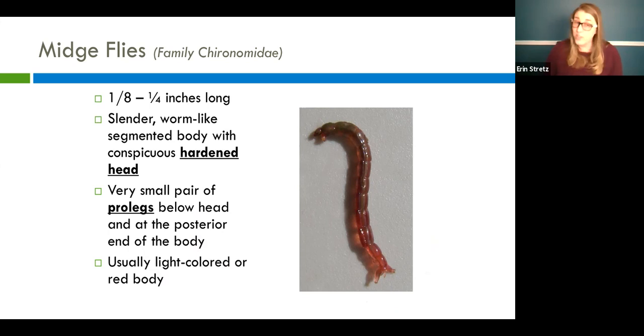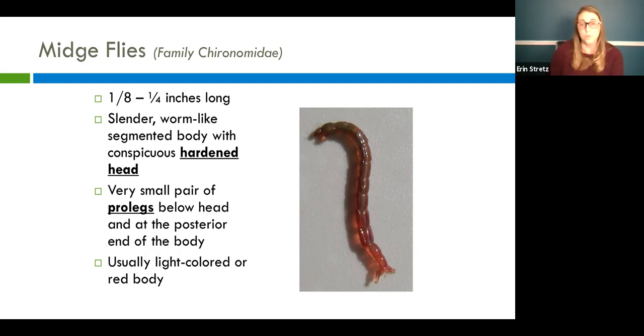Midge flies are another organism that are very, very common. It's likely that you'll find some type of midge or another in almost every sample that you collect. The midges can vary hugely in their size and in their color. This is probably on the larger scale, so you can actually see the segments of the body. And you can see the prolegs at the end of the body. We have a pair of prolegs at the end and also just below the head capsule.